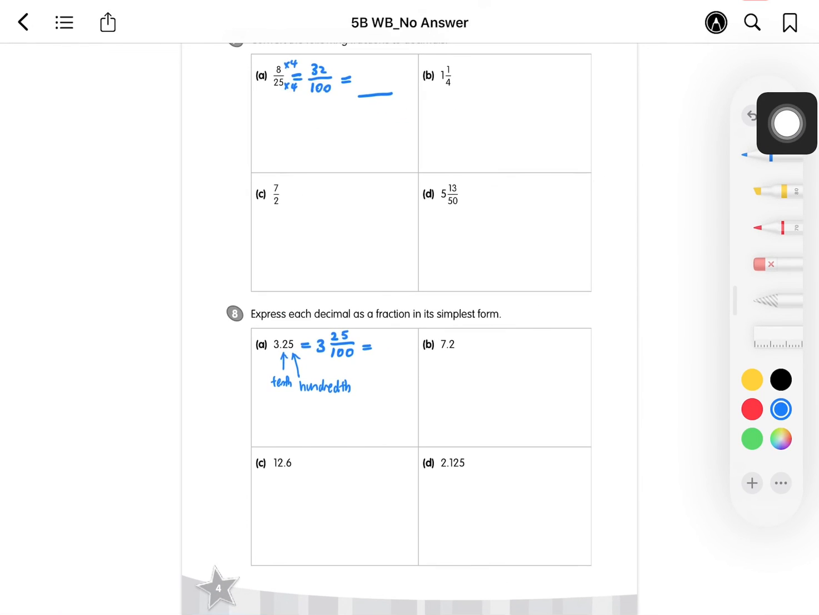So complete all these 4 pages, and after that take a snapshot and either WhatsApp or email to me by tomorrow.